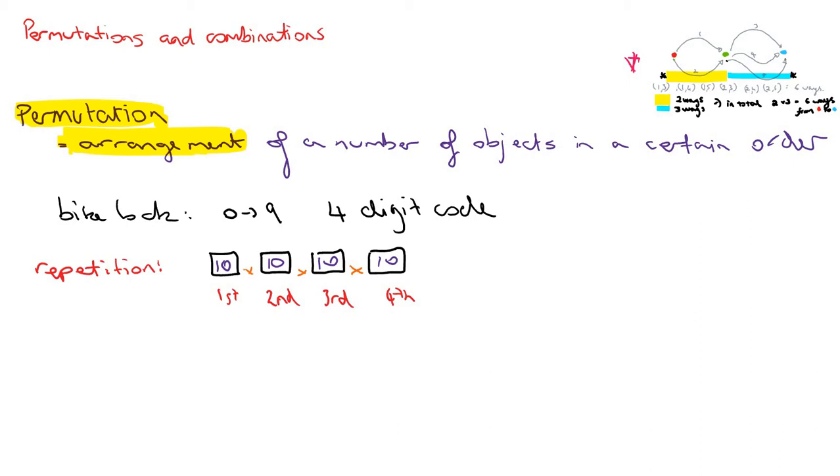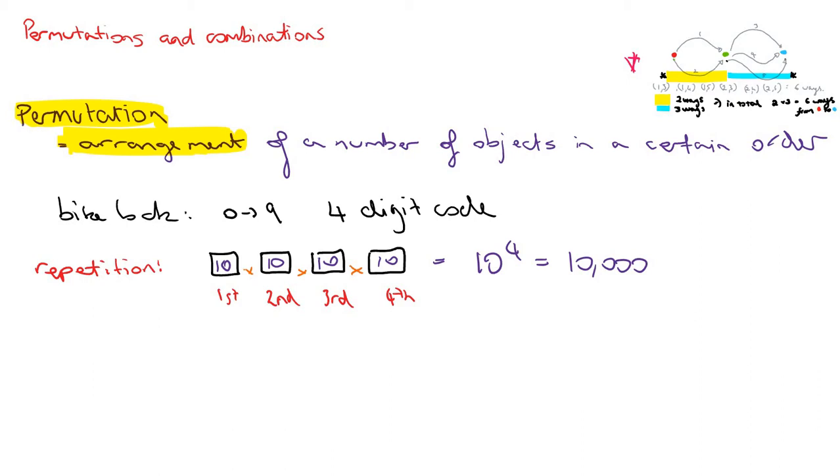So when I want to work out the total number of arrangements possible, that is going to be 10 by 10 by 10 by 10, which is 10 to the power of 4, which is 10,000. So I've got 10,000 different arrangements possible. If you're trying to crack that code, there would be 10,000 different arrangements, so it would be pretty hard to crack if you didn't know it.